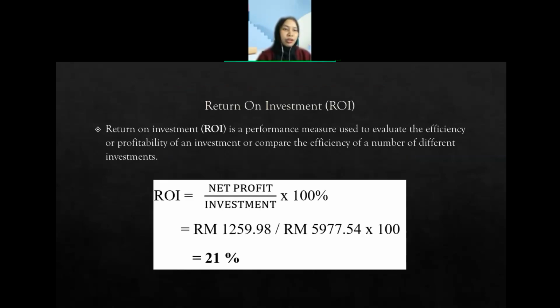Okay, so we go to ROI, which is return on investment. Return on investment is a performance measure used to evaluate the efficiency or profitability of an investment or to compare the efficiency of a number of different investments. For ROI, the formula is net profit divided by investment times 100. So we get the ROI for this project as 21%. Next.